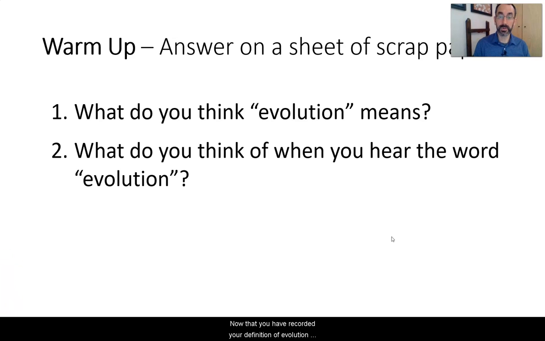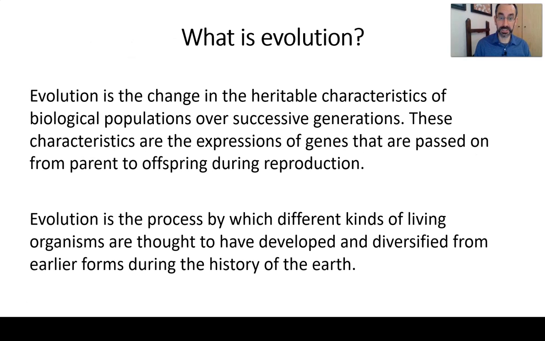Now that you have recorded your definition of evolution, let's look at the biological definition of evolution. Evolution is the change in the heritable characteristics of biological populations over successive generations. These characteristics are the expressions of genes that are passed on from parent to offspring during reproduction.